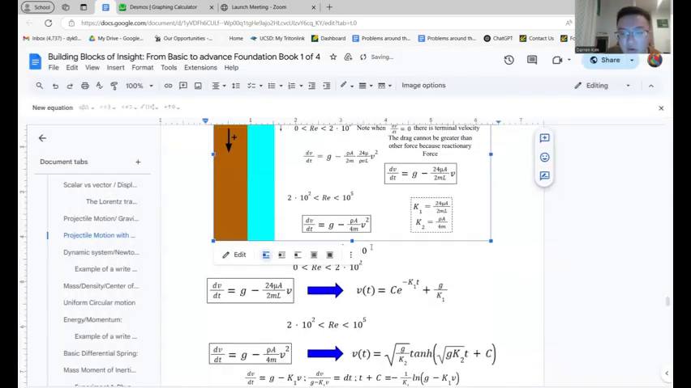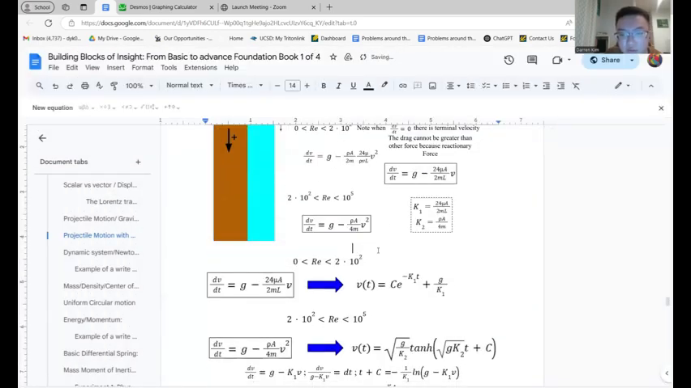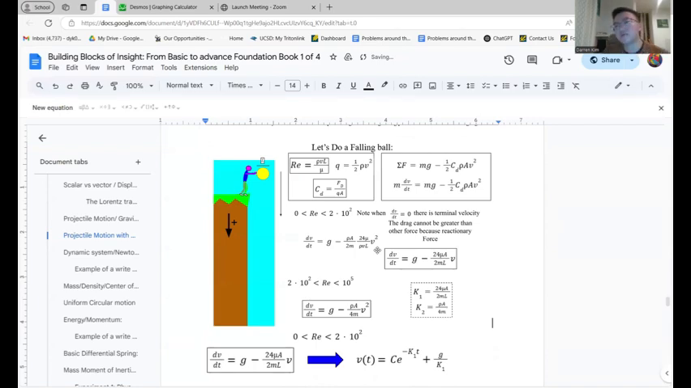Here we have, we're good. So basically what I'm saying is that when dv/dt equals 0, there is terminal velocity. The drag cannot be greater than the force because it's a reactionary force. I don't know if that's true. I forgot what terminal velocity is, so I'm thinking about it.